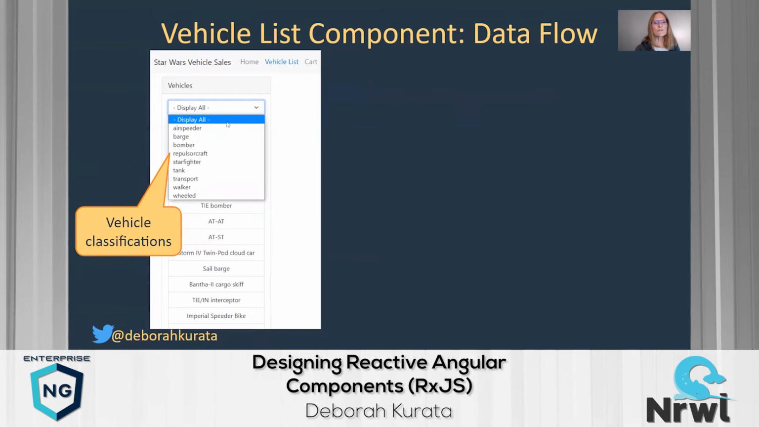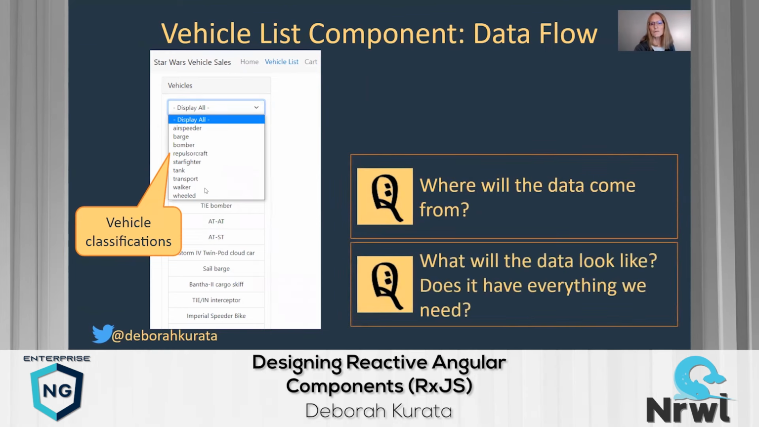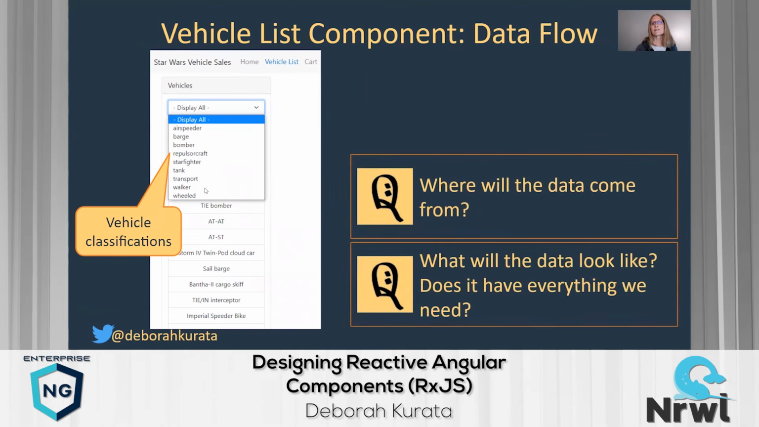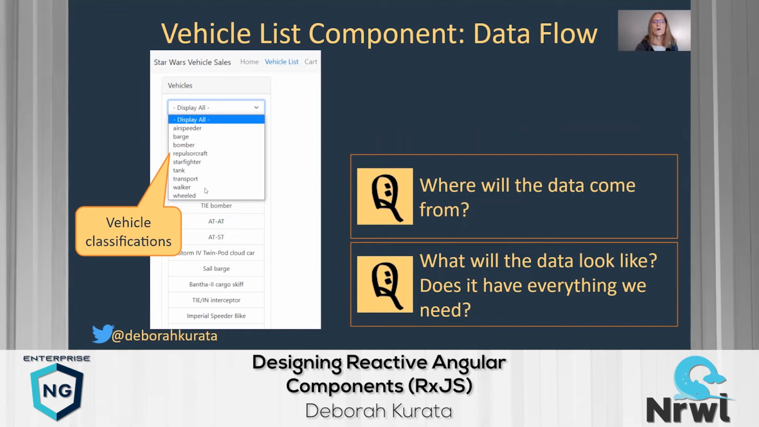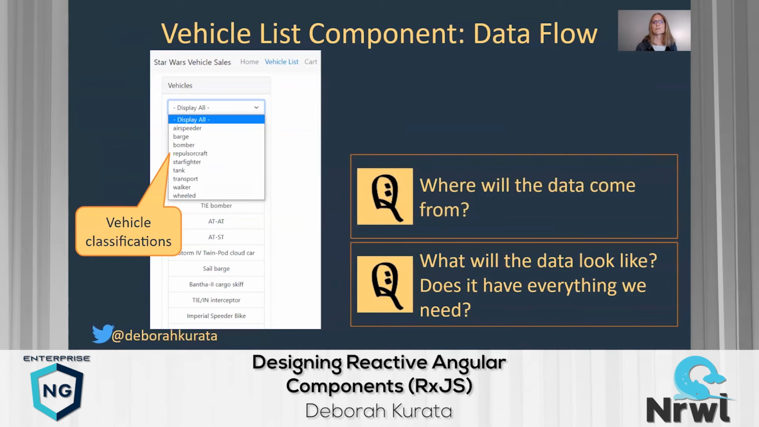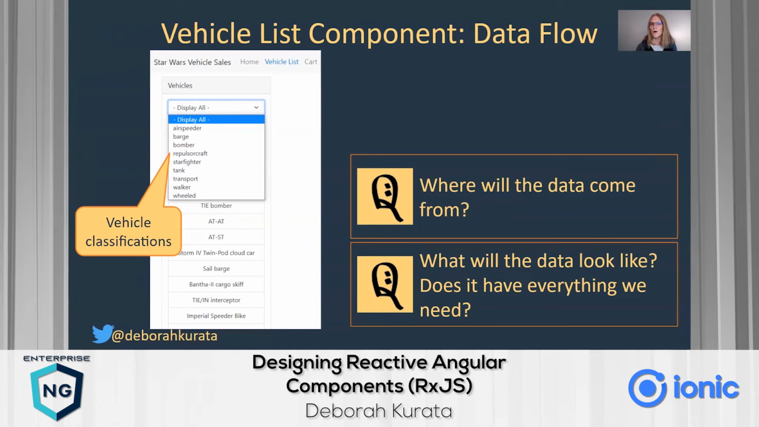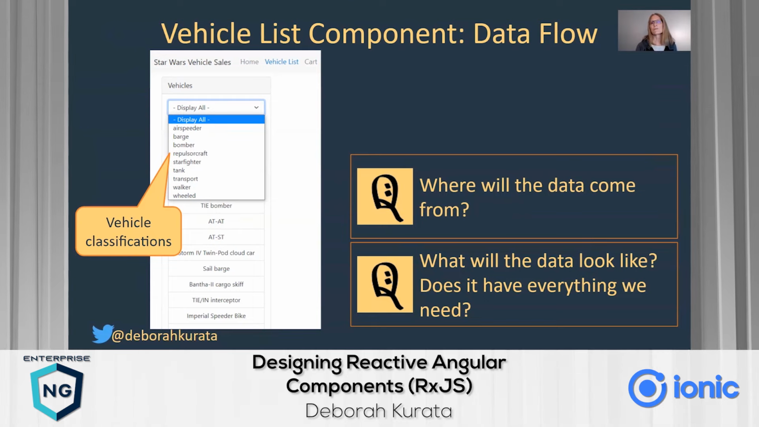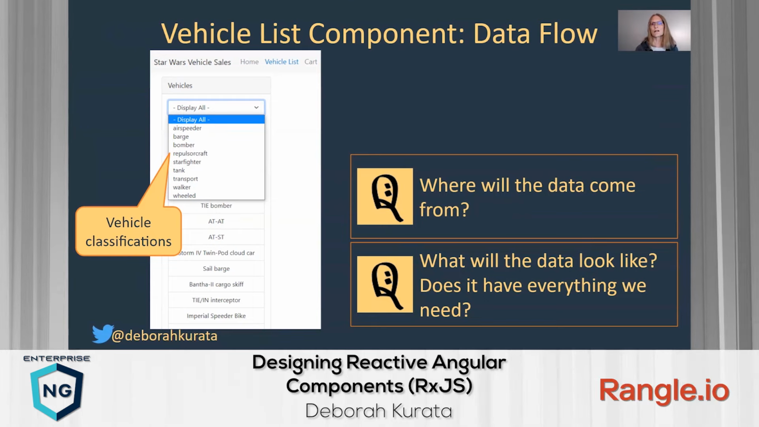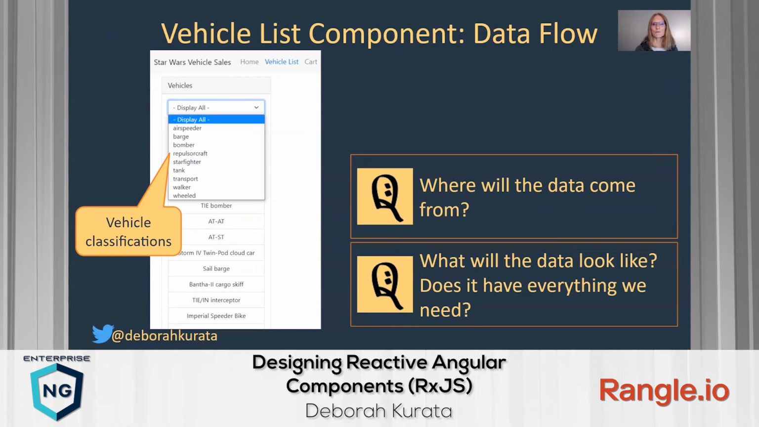We also have this vehicle classification drop-down here. So again, where will this data come from? What does the data look like? Does it have everything that we need? Well, in this particular case, our endpoint does not have a list of vehicle classifications. We could instead filter through our list of vehicles to pull those off, or we could just find another way to obtain and maintain those. In the sample app, I've just hard-coded those in.